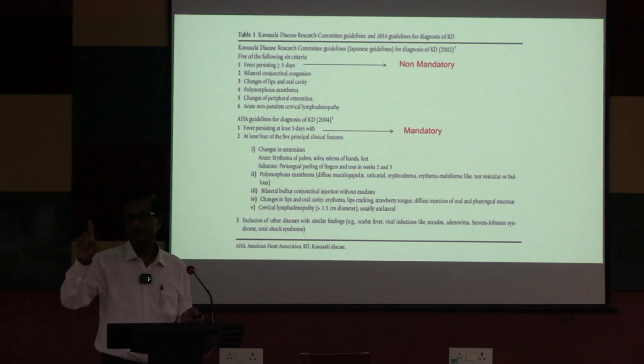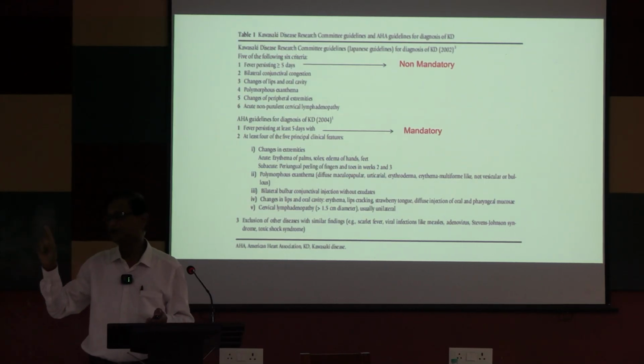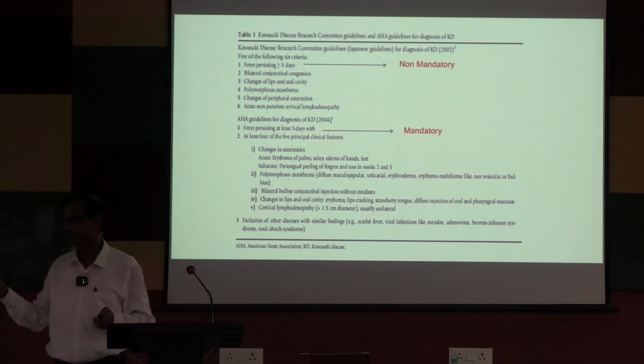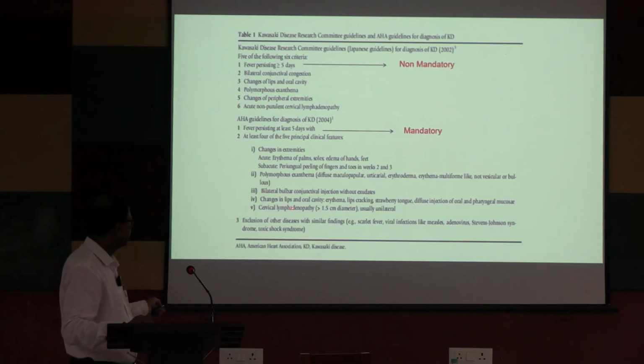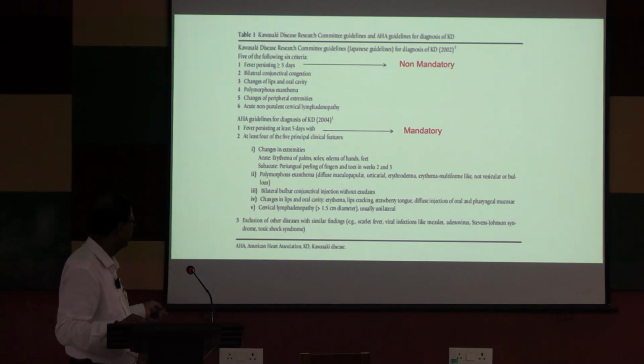Conjunctivitis with exudate does not occur in Kawasaki disease. Kawasaki disease is characterized by non-purulent conjunctivitis, that is, no discharge. That is very characteristic of Kawasaki disease. Changes in the lips and oral cavity: erythema of lips, cracking of lips, strawberry tongue, diffuse injection of oral and pharyngeal mucosa. And cervical lymphadenopathy, unilateral, not bilateral. Unilateral cervical lymphadenopathy is characteristic of KD.